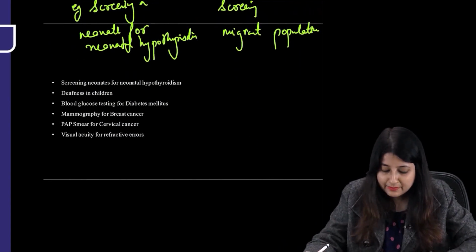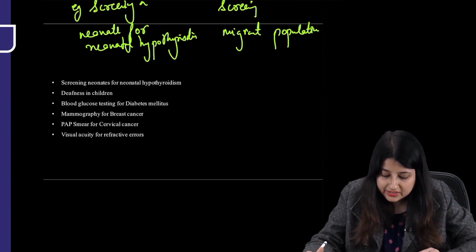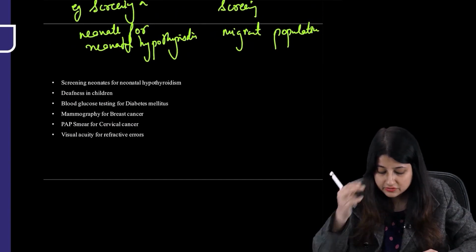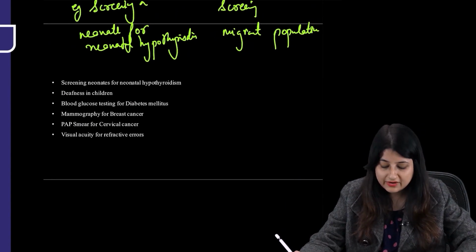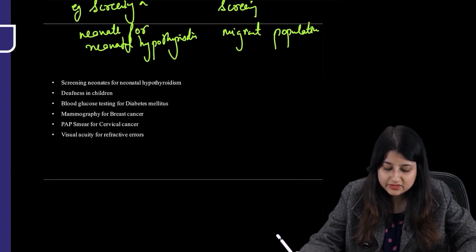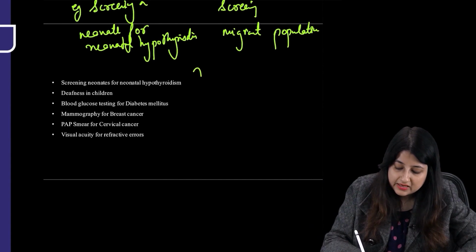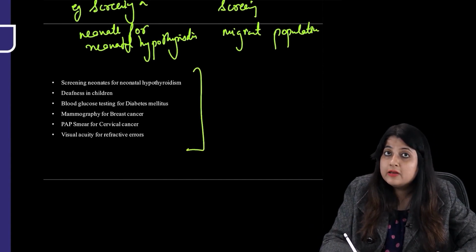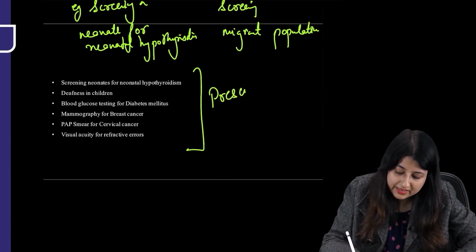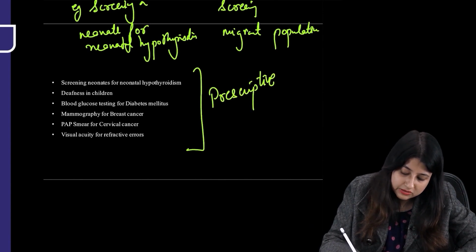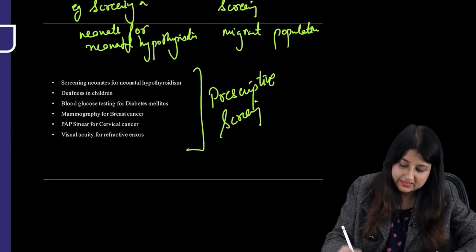Now look at these examples. Screening a neonate for neonatal hypothyroidism, deafness in children, blood glucose testing for diabetes mellitus, mammography for breast cancer, pap smear for cervical cancer, visual acuity for refractive errors. These are all prescriptive or prospective? These are all for the person's benefit. So these are examples of prescriptive screening.